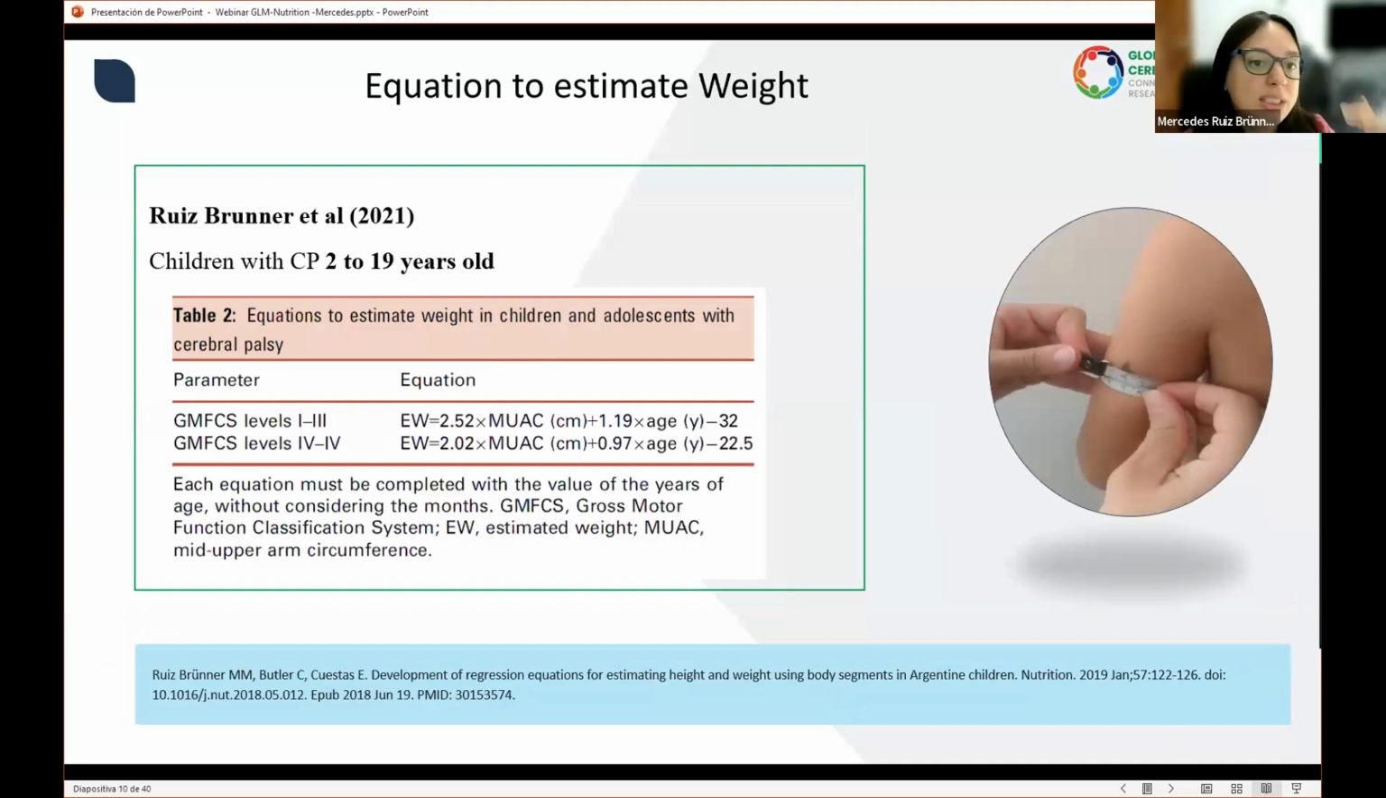We also published in 2021 an equation to estimate weight. This equation used the middle upper arm circumference because this is a measurement that takes also bone, body fat, and muscle into account, and is similar to what weight takes into account. And also we have one equation for each GMF level group, and also we should add age in years to consider more precision to the equation. So these are easy equations to estimate weight.